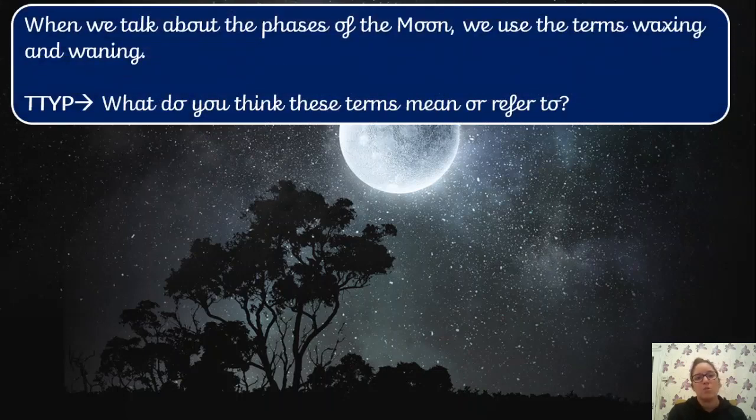So when we talk about the phases of the moon, we use the terms waxing and waning. It was mentioned briefly there. Do you remember what these terms mean or what they refer to? Do you remember which way is which? Have a quick talk to your partner, see if you can remember. See how much of the video that you took in.